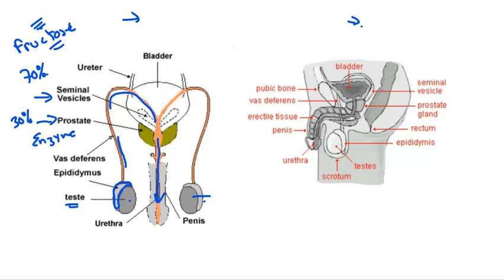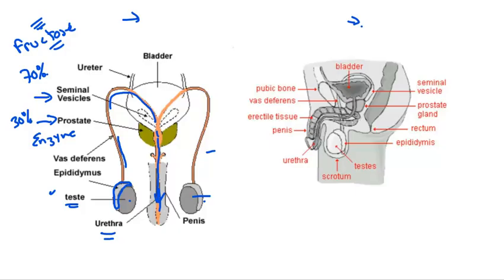Remember that everything I've described on the left-hand side occurs on the right-hand side as well. And so the sperm cells will then move down through this penis structure, down through the urethra, with the penis structure used to introduce the sperm cells into the female.